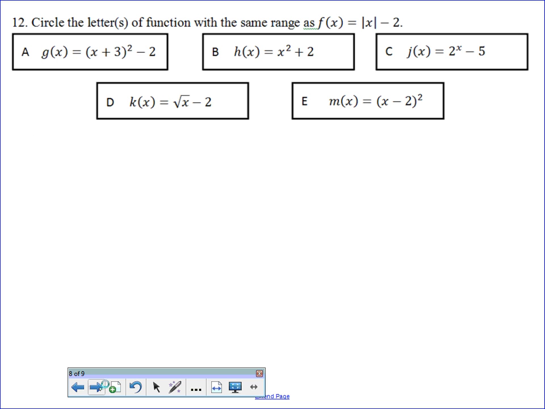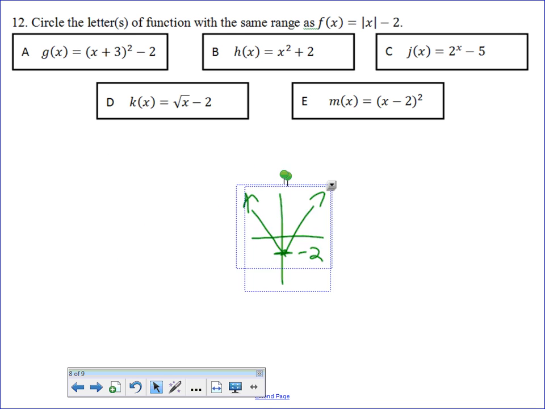All right, circle the letters of a function with the same range as the absolute value of x minus 2. So if I were to graph that function, it's going to be an absolute value function that looks like this down at negative 2. So I need functions that start at negative 2 and then go up forever. So we'll take this, put that over there.